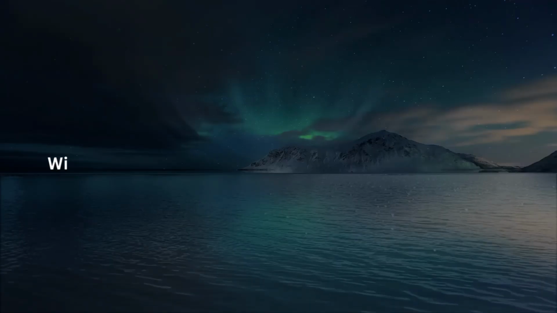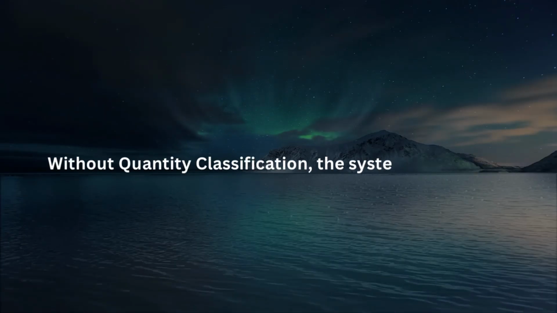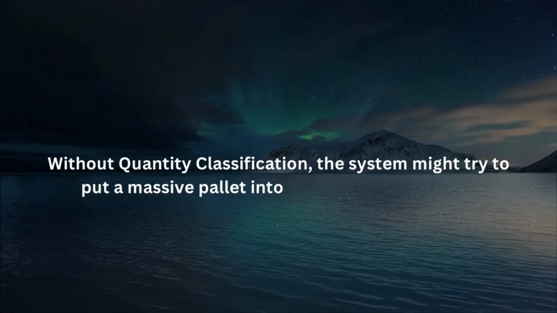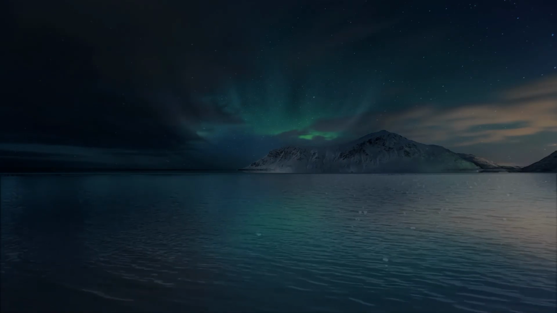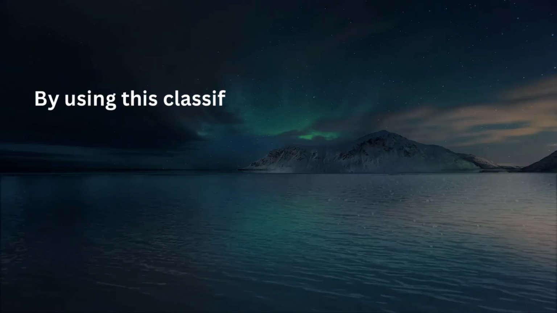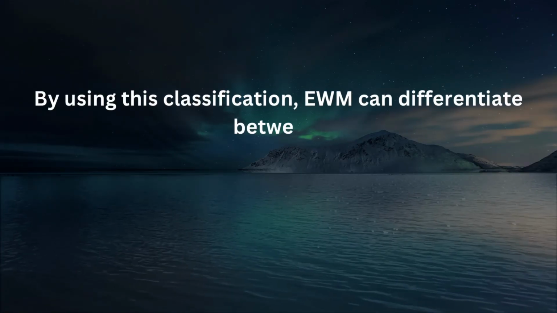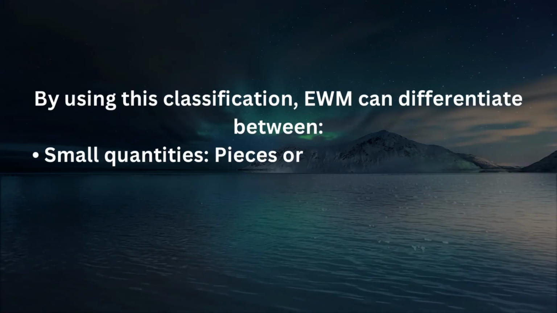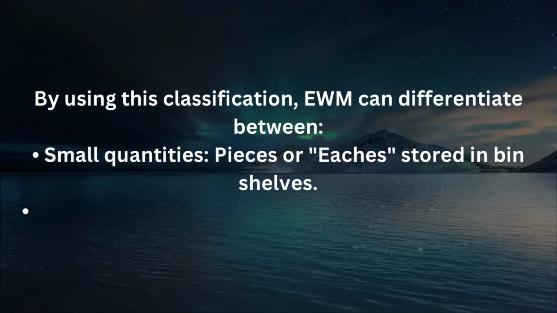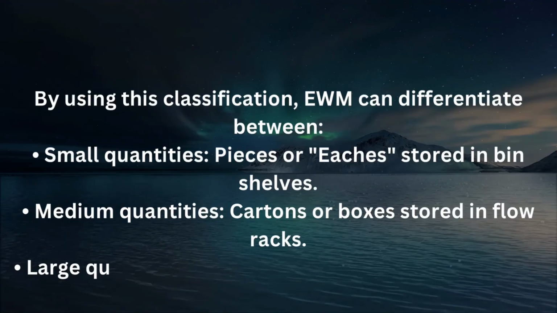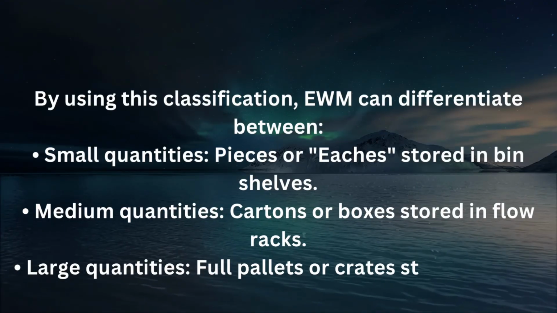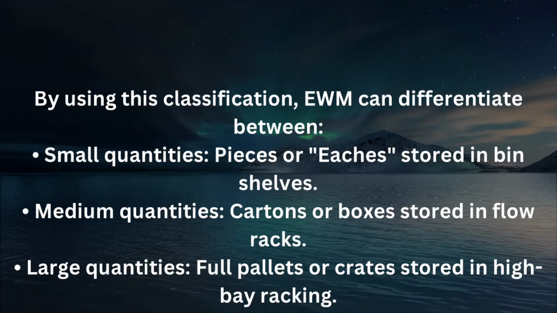The core purpose is this: without quantity classification, the system might try to put a massive pallet into a small shelf meant for individual bolts. By using this classification, EWM can differentiate between small quantities, pieces or eaches, stored in bin shelves. Medium quantities, cartons or boxes stored in flow racks. Large quantities, full pallets or crates stored in high bay racking.